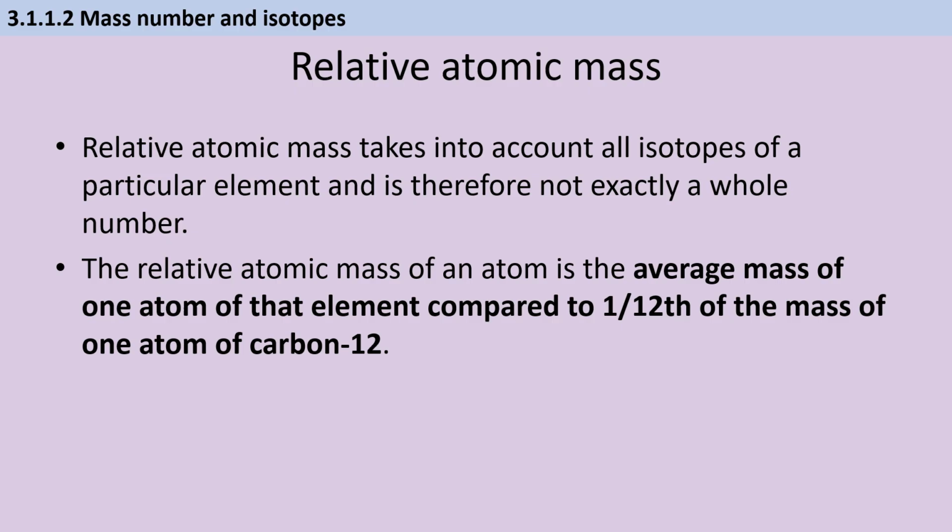Unlike mass number, which is for one particular atom, relative atomic mass is a figure which takes into account all of the different isotopes of an element, whether that's in the whole world or just in a particular sample, and also their relative abundances. If we have a lot of a particular isotope, then it makes up a greater proportion of the relative atomic mass than a rarer isotope. We can define relative atomic mass as being the average mass of one atom of that element compared to 1/12 of the mass of one atom of carbon-12.